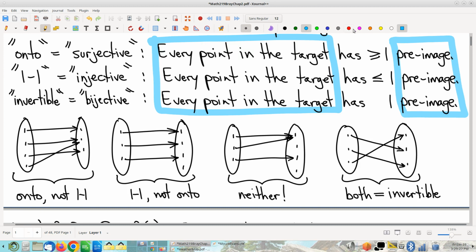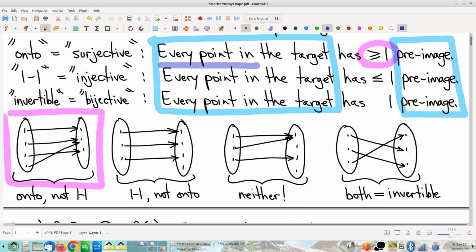Right? And so, for example, some functions, not all, but some functions have the feature that every point in the target has at least one pre-image. At least one. So here's one of these functions. This function right here has that feature. Let's take these one at a time. We've got to look at all the points in the target. So looking at that output point here, how many pre-images, how many points lead to this output value? Well, just the one. But one is at least one. So, cool. So far, so good.